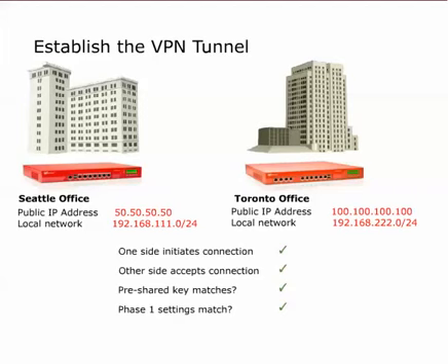In Phase 2 negotiations, the two devices agree on what traffic can pass through the VPN based on the IP addresses configured in their tunnel routes, and the two devices agree on a common Phase 2 proposal to use. Since the two devices were able to agree on all tunnel settings, Phase 2 is finished and the secure VPN tunnel is established.